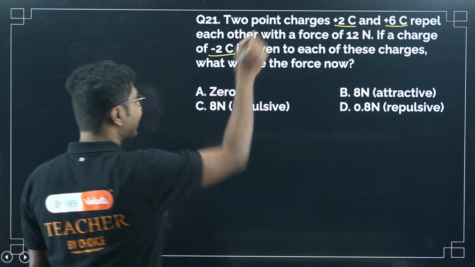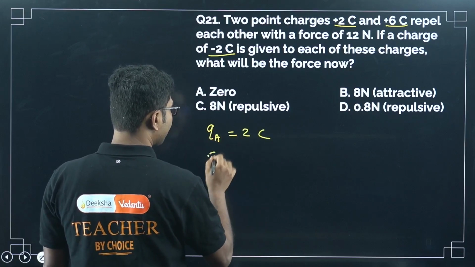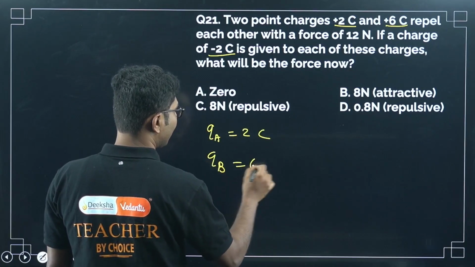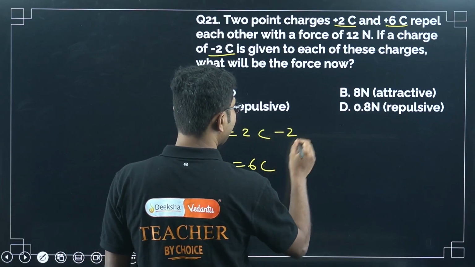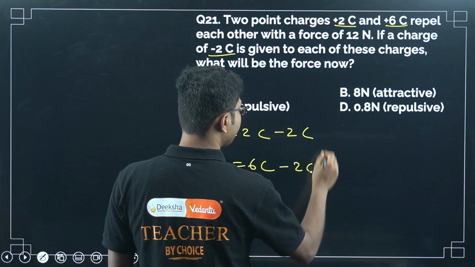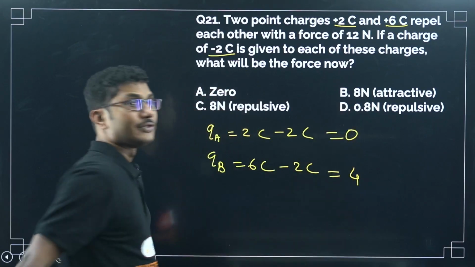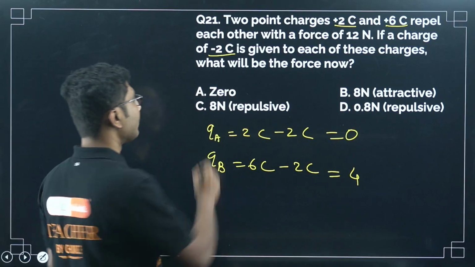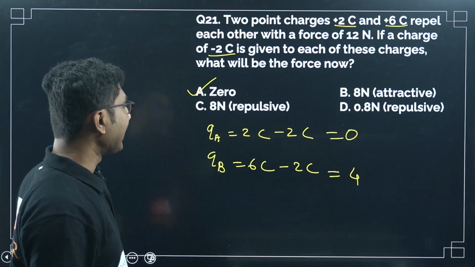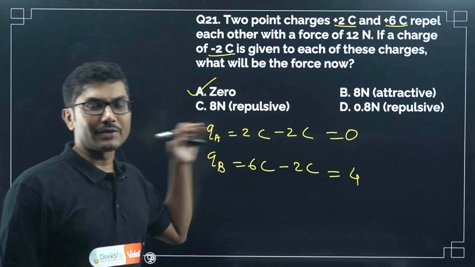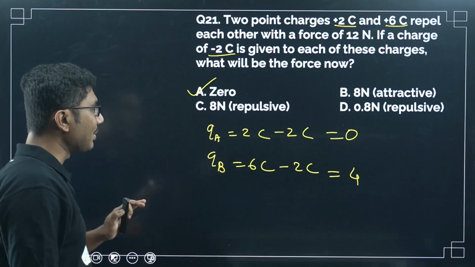So what is the net charge? Suppose the charge on QA was 2 coulomb, charge on QB was 6 coulomb. Now each of them was given a minus 2 coulomb charge. So minus 2 was given to this, minus 2 is given to this. So this will become 0, this will become 4. So what is the force between 0 and 4? The force between them will be 0. No need to do mathematics. If you just read the question paper once or twice, you will be able to answer this question. This is a simple question.